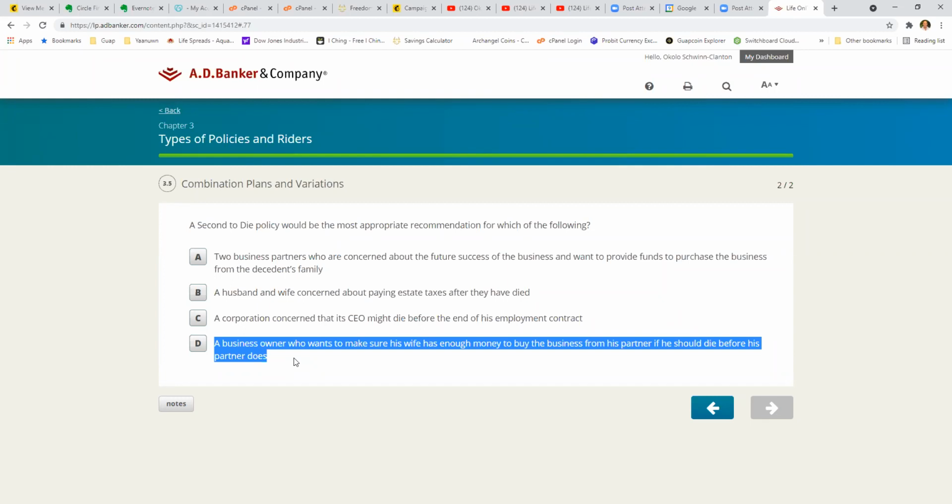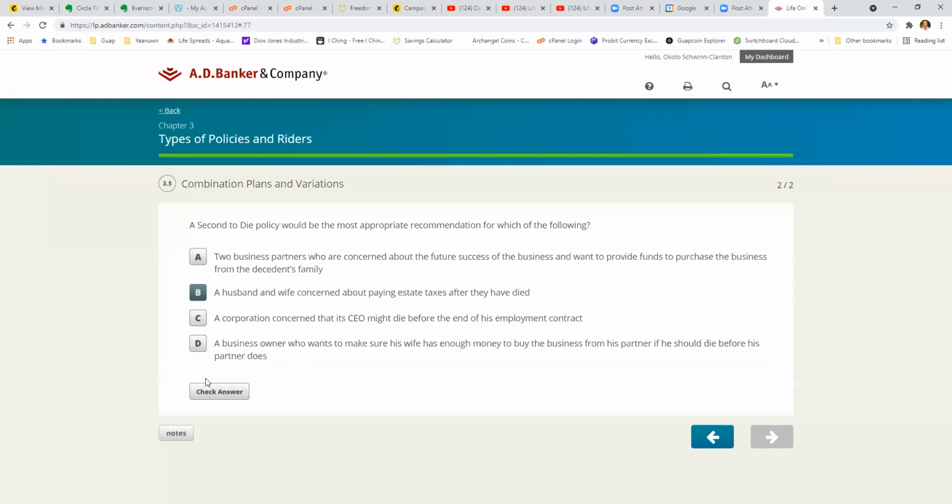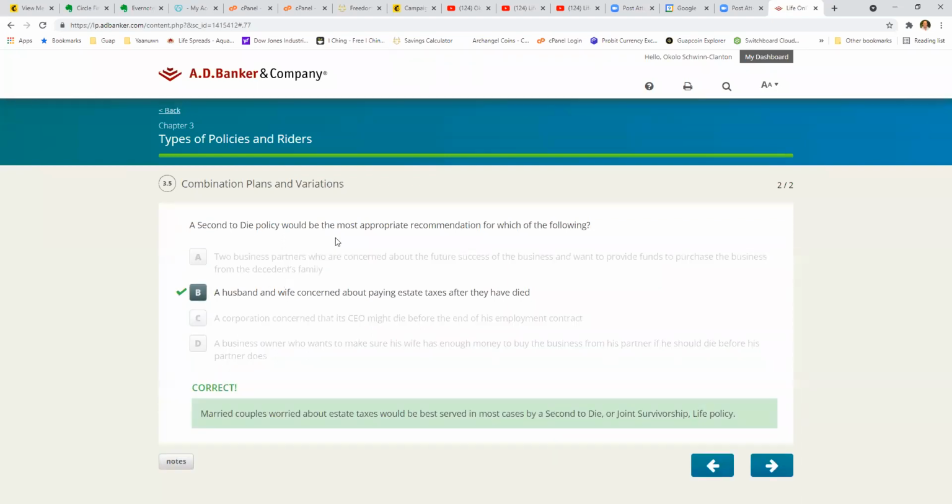So the only option that makes sense is, a husband and wife are concerned about paying estate taxes after they have died. Be correct. This is why second to die policies exist. A married couple worried about estate taxes would be best served in most cases by a second to die or joint survivorship life policy.